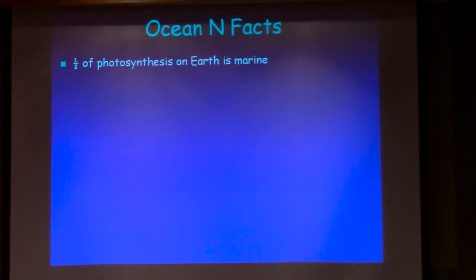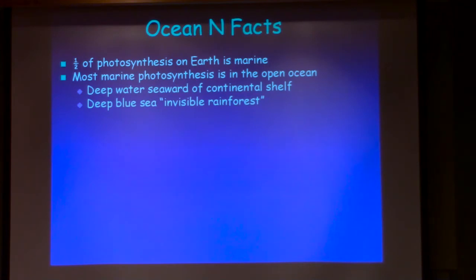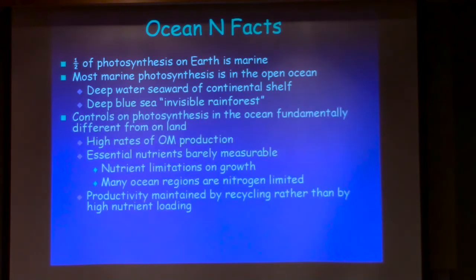Okay, so a few facts. Half of photosynthesis on Earth is marine. Most of it's in the deep ocean, this deep blue sea, the invisible rainforest, as it's been called. By virtue, not because of high production, but because of the vast area that we're talking about. So certainly production rates are highest on the continental shelf, but most photosynthesis occurs off those small shelves.